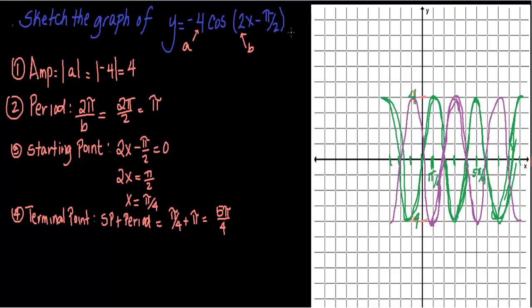If you had a plus number here, you would shift this whole purple graph up the number of units it says. If it says minus something, then you would shift it down that number of units. Okay, I hope this helps.